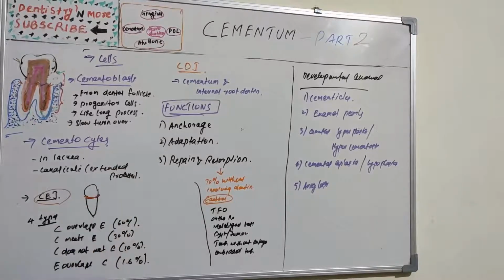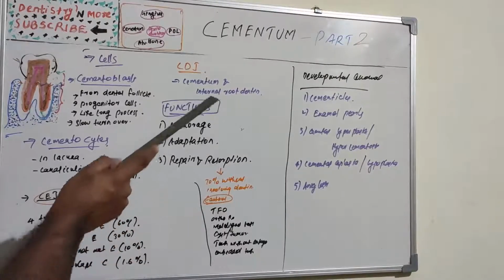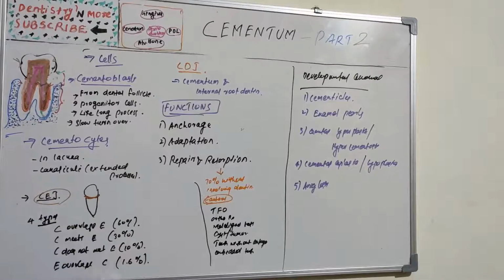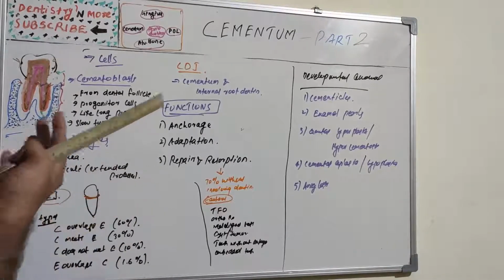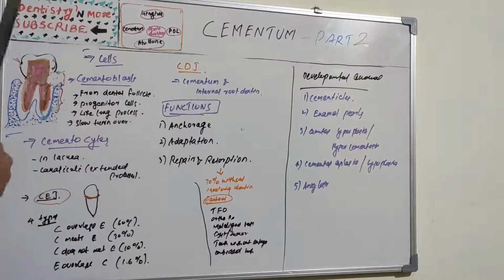Now let's move on to the functions. We have basic functions: anchorage, adaptation, repair and resorption. In anchorage, it furnishes a medium for the attachment of collagen fibers that bind the tooth to the alveolar bone. So the connective tissue attachment to the tooth is impossible without cementum. We know that periodontal fibers give anchorage, so they attach to the cementum.